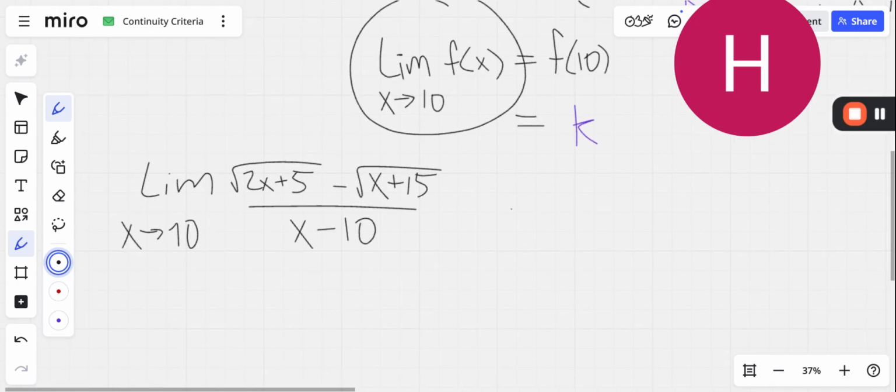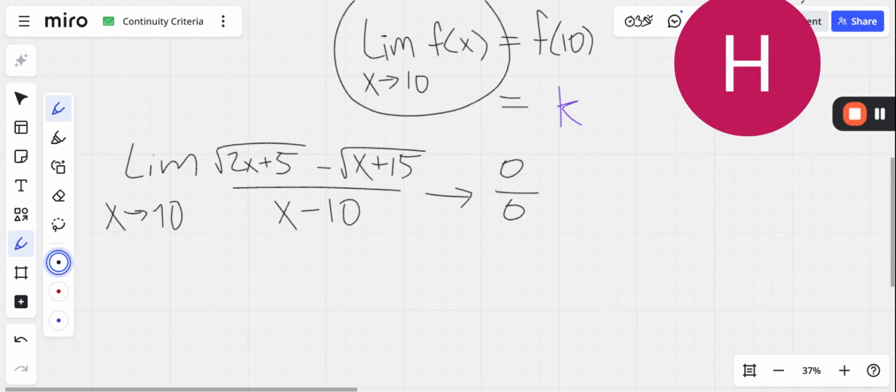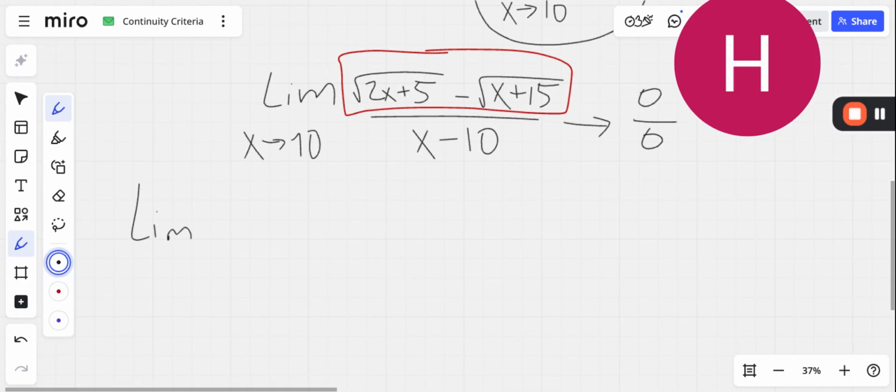Now, of course, you can try to plug in 10, and if you do that, you're going to get the square root of 25 minus the square root of 25 over 10 minus 10, 0 over 0, which is indeterminate, so we need to use this algebraic technique. What's the technique? Well, this kind of gives us a clue that we're going to be using conjugate multiplication.